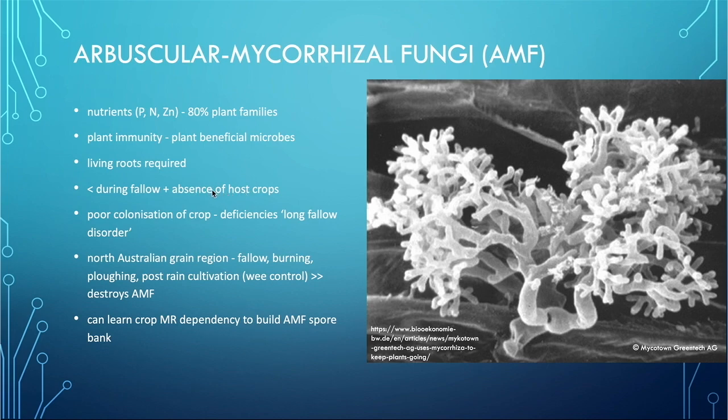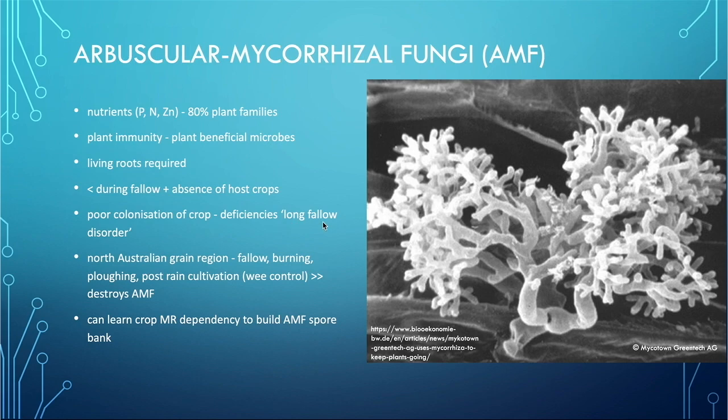So you might plant a crop that relies on these organisms, but then the next crop you're planting doesn't have them or it's got a different species. So then you're losing that first species that was relying on your first crop. So you want to be able to manage that and understand which of these arbuscular mycorrhizal fungi your crop specifically requires and is symbiotic with. So poor colonization of crop leads to deficiencies. When there's not enough fungi colonizing your crop roots, it means long fallow disorder.